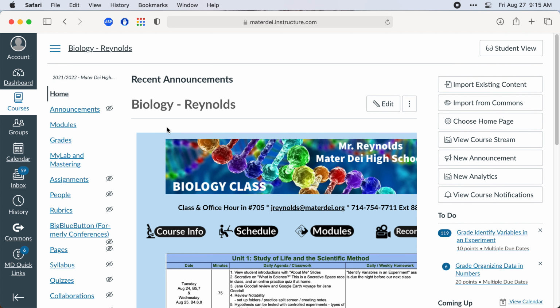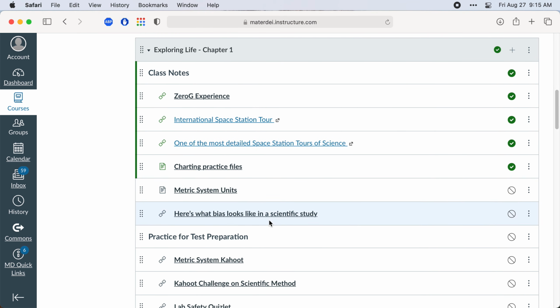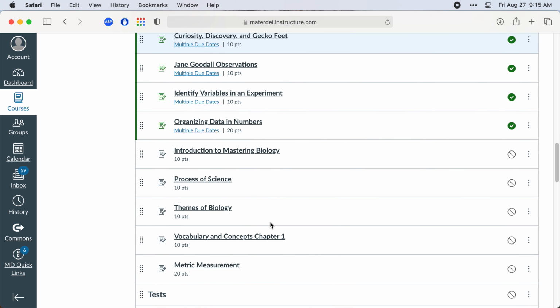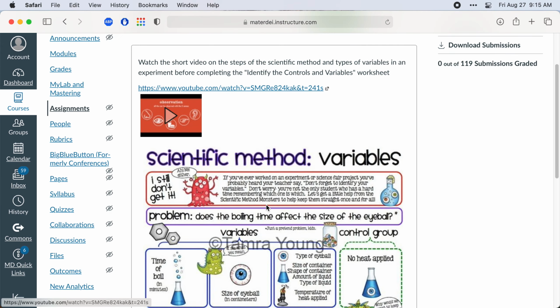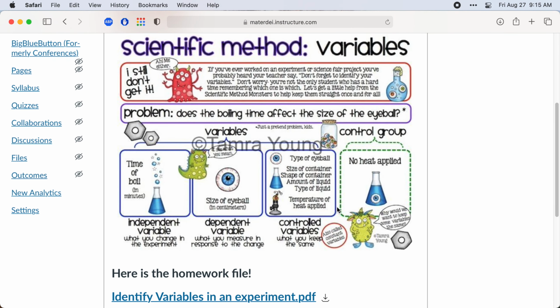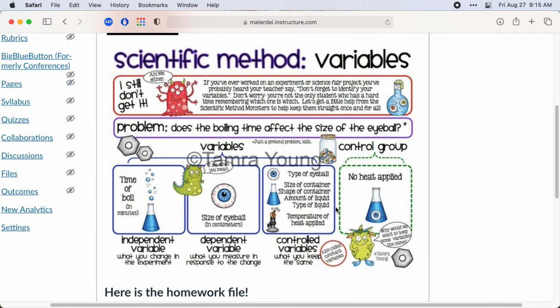That's pretty cool. I'm going to go over here to the module and just zoom over here to the assignment because I want to show you this picture. If this wasn't clear to you yet about these three variables, here's that silly experiment, and it's about a silliness with an alien and eyeballs. So the problem is, or the question for the lab, does boiling time affect the size of an alien eyeball?